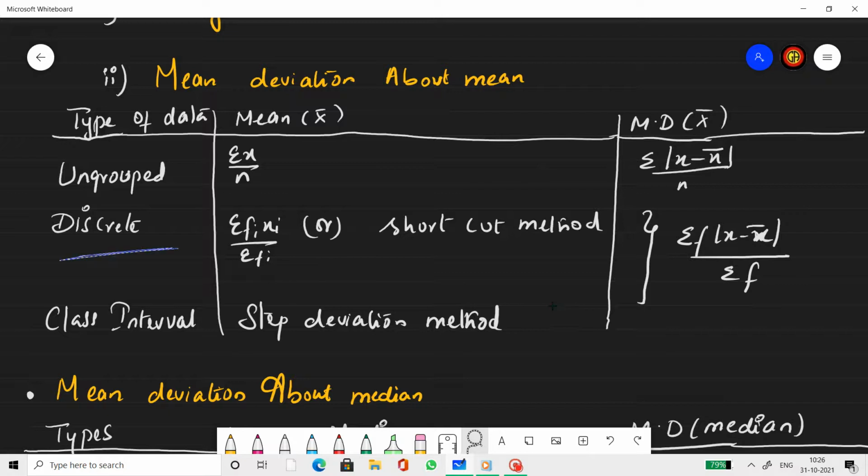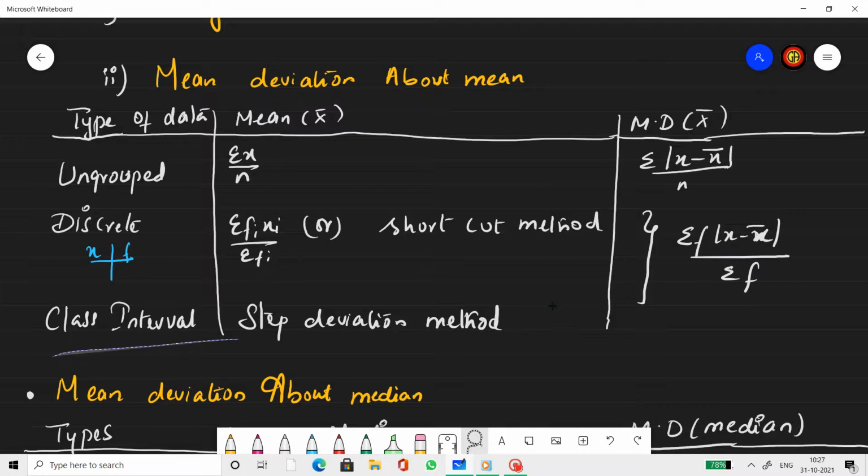Now, in case it is a discrete data where x and f are given in the question, you find mean using sigma xi fi by sigma fi, which is again a direct method, or you can follow the shortcut method. As I told you at the beginning, if you have any problem, watch that video once again. Once you know how to find mean using the shortcut method, you step into the mean deviation, which is sigma f into modulus of x minus x bar by sigma f. So here there is no f, whereas here f will come: sigma f into modulus of x minus x bar by sigma f.